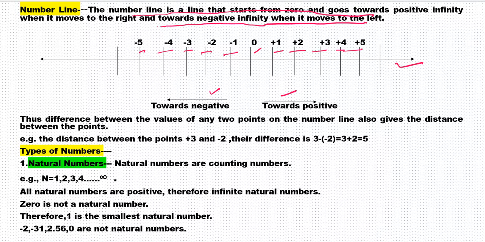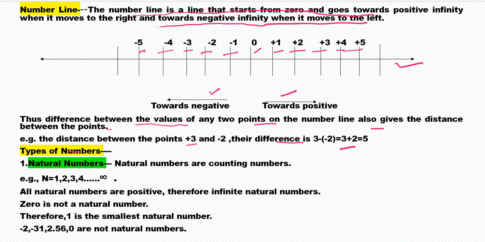The difference between the values of any two points on the number line also gives the distance between the points. For example, on this number line, for the point +3 and the point -2, the difference will be 3 minus -2, which is equal to 3 plus 2, which is equal to 5.